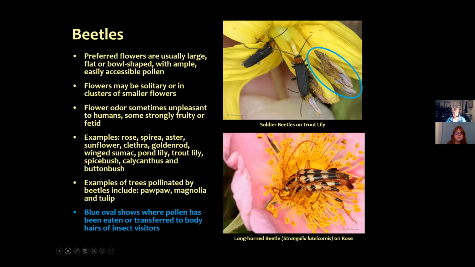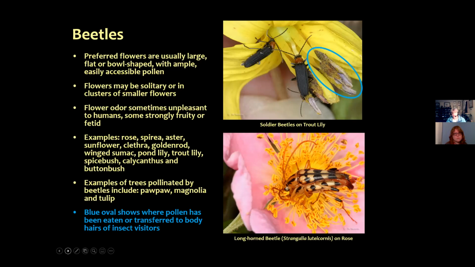Some of the examples of plants that beetles will be attracted to: rose, spirea, asters, sunflower, clethra, goldenrod, winged sumac, pond lilies, trout lilies, spice bush, calycanthus, and buttonbush. And then examples of trees that are pollinated by beetles include pawpaw, magnolia, and tulip.